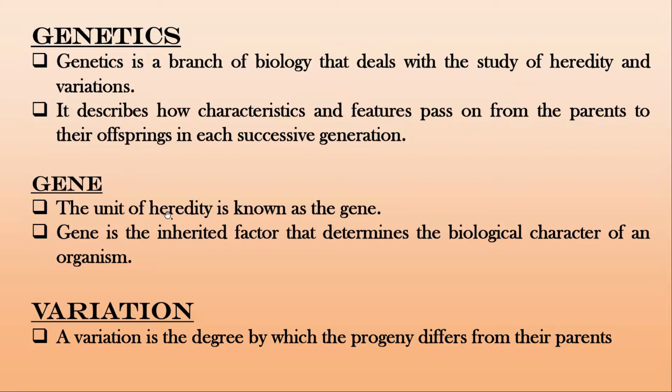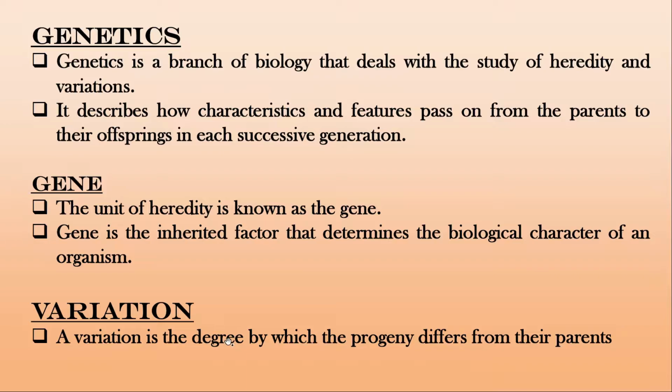Gene is the unit of heredity. Where is this gene present? These are present in the chromosomes, and chromosomes are present in the nucleus. A gene is the inherited factor that will determine the biological character of an organism. So this is the definition of gene: the inherited factor that determines the biological character of an organism.